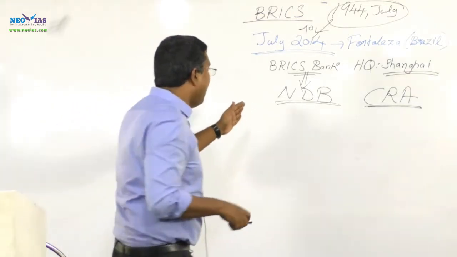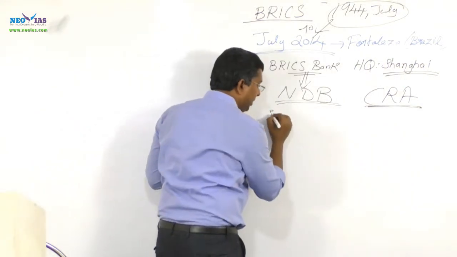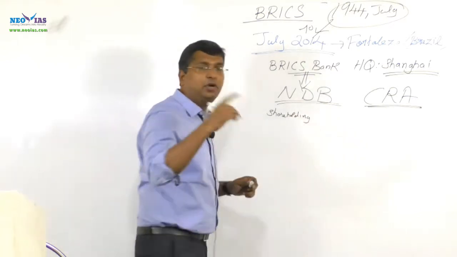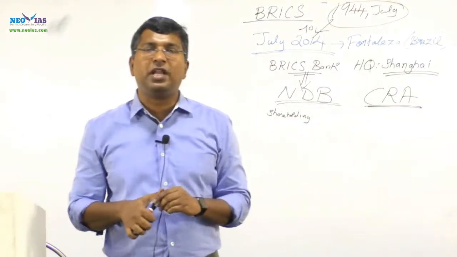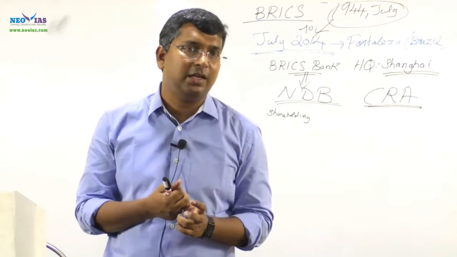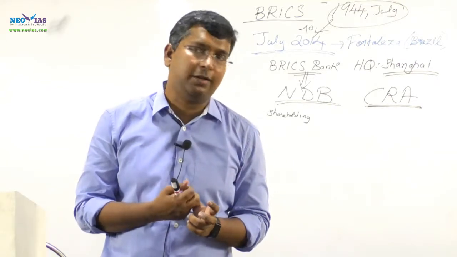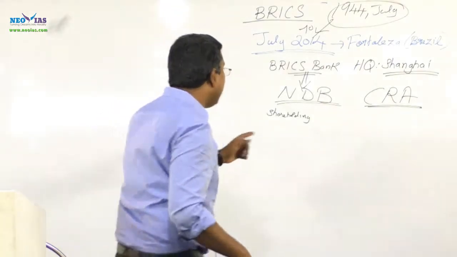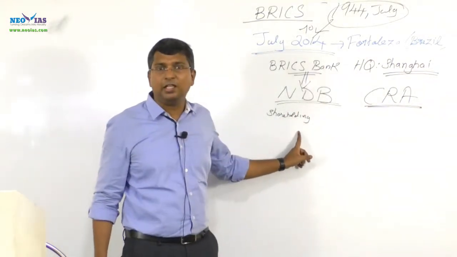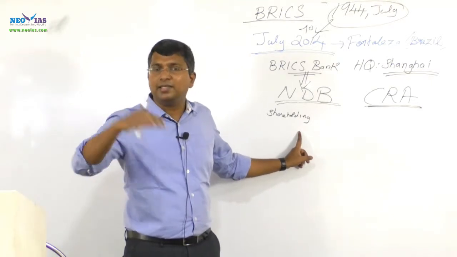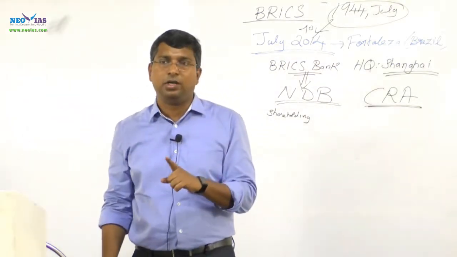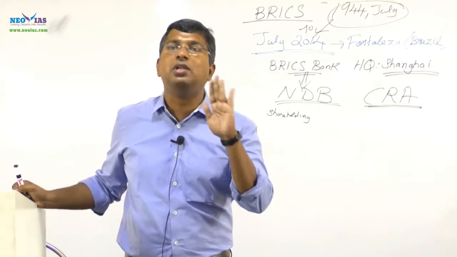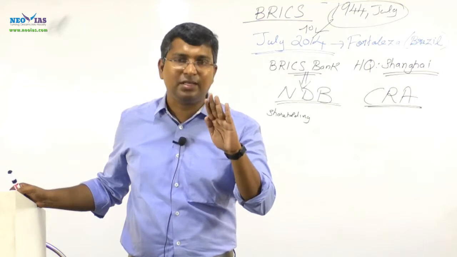And regarding the shareholding, in the World Bank, you know that the US had the maximum shareholding. Since the US had the maximum shareholding, it had more voting rights. But regarding the New Development Bank, all the member countries have an equal share. Very important point. All the 5 member countries have an equal share.